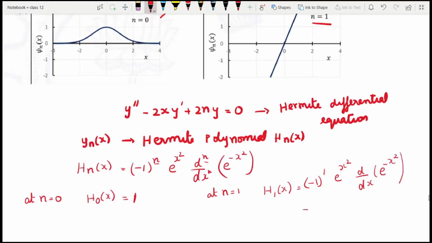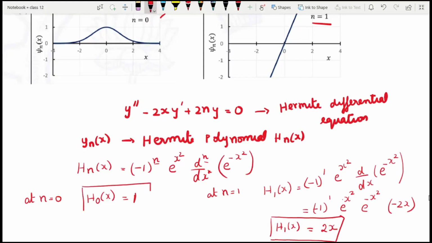By differentiating it, we will be getting minus 1 the whole power 1 into e power x square. If we differentiate x square, you will be getting e power minus x square into minus 2x. So by simplifying it, we will be getting simply 2x. So h1 of x is equal to 2x. We have found the value of h1 of x and h0 of x. Now we will substitute its value in the wave function.